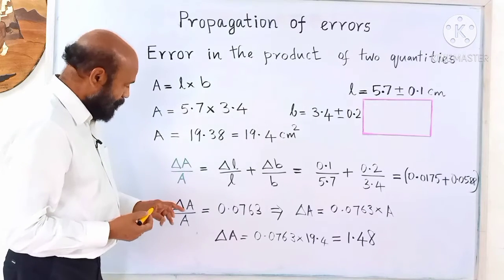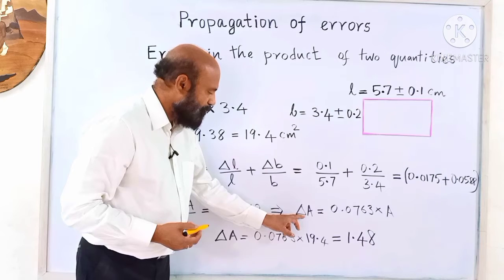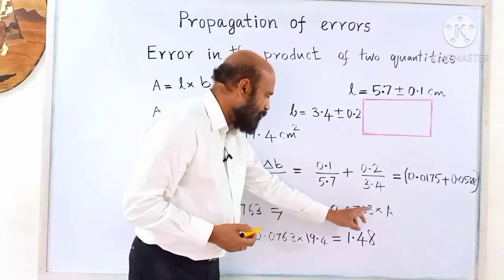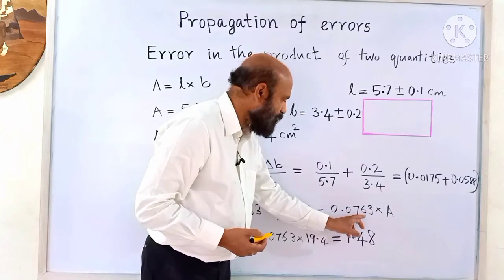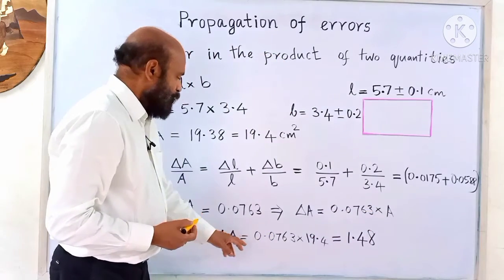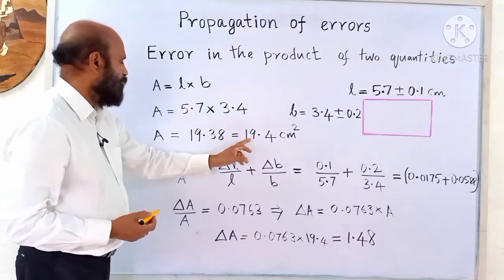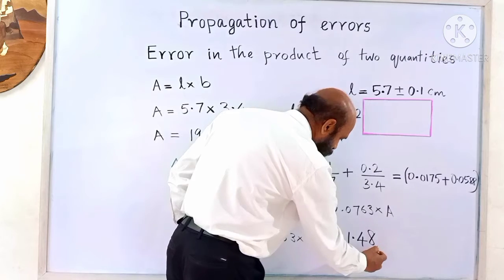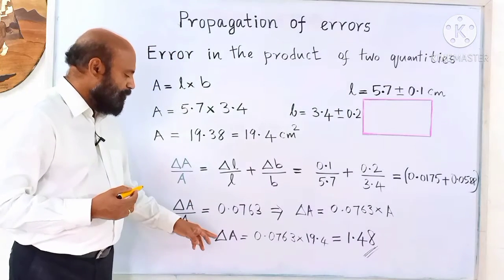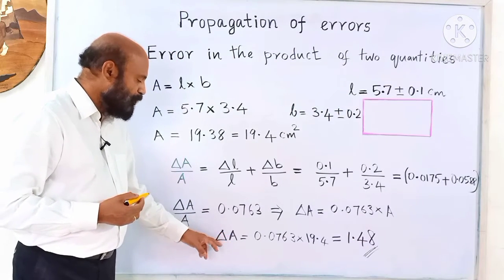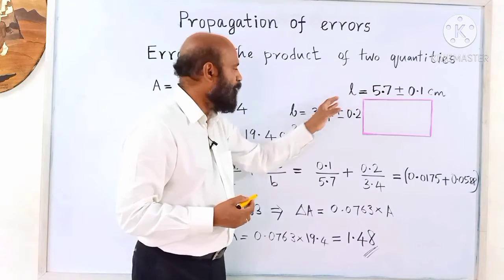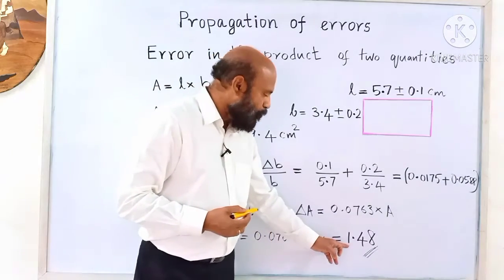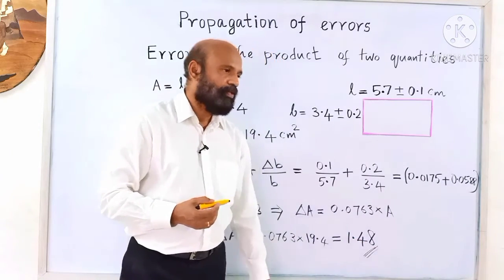So you can calculate the error in area. So delta A, you rearrange, A will come here. So 0.0763 into A. Now area is 19.4. So if you multiply, you will get 1.48. That is the error in the calculation of area using these values. So maximum error in the calculation of the area is 1.48.